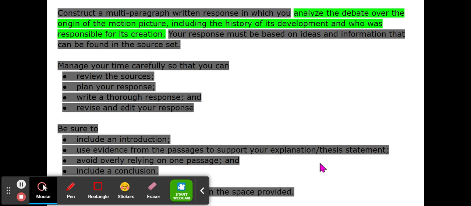So when we look at this entire prompt, the only thing we need there is part of one sentence that says, analyze the debate over the origin of the motion picture, including the history of its development and who was responsible for its creation. It tells you what you need to do, tell us about both sides of the debate, and it even tells you what information you need to include, history of development, who was responsible.